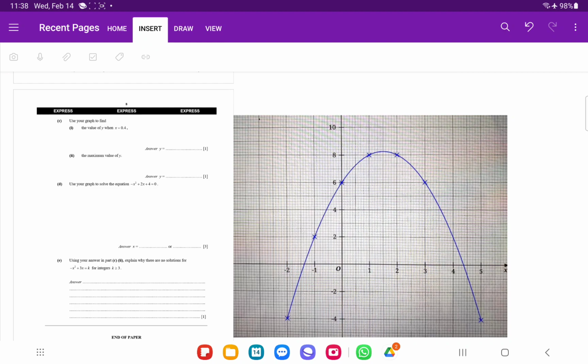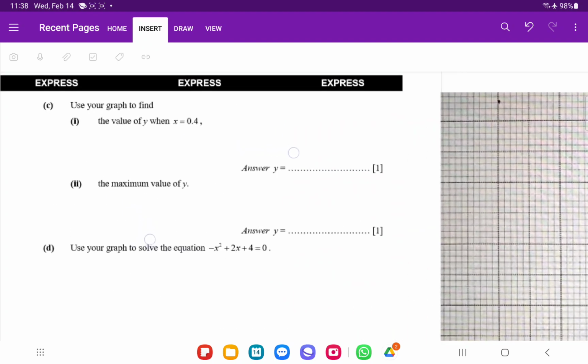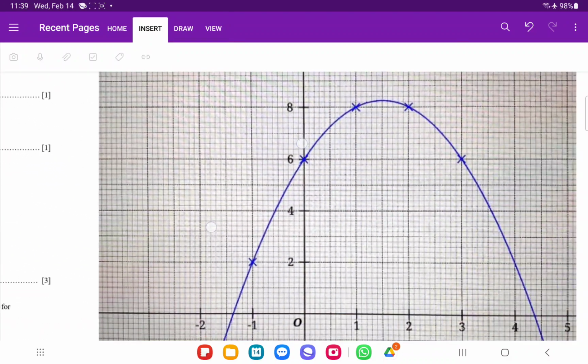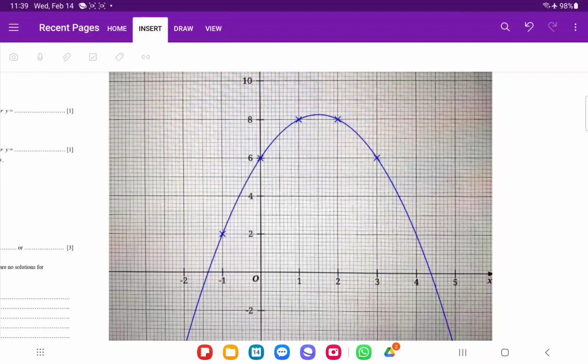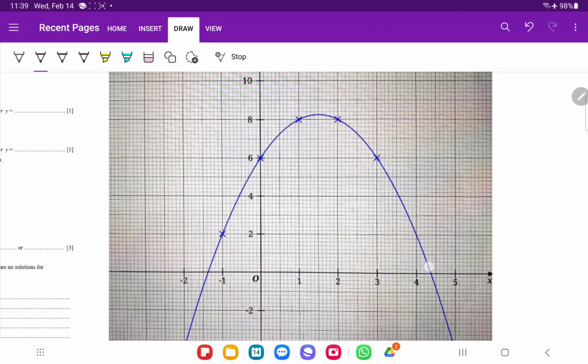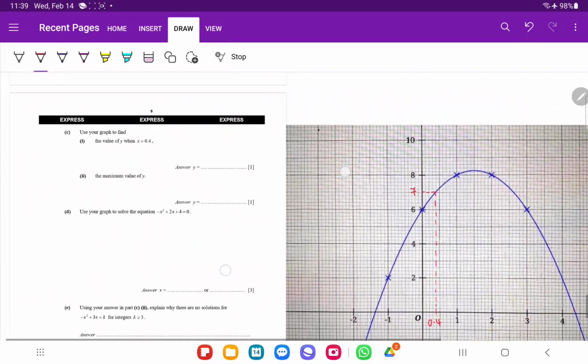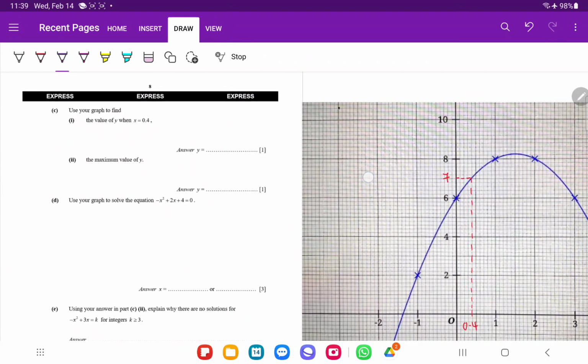Now with the curve, we will solve the question. Part C, use the graph. Find the value of y when x is 0.4. Go to x is 0.4, and then start to draw dotted lines. So 0.4 is here. Please draw dotted lines all the way up. Once you reach the curve, mark out that point and then go towards the y-axis, and you should see a value that is around 7. So the first answer is y equals 7.